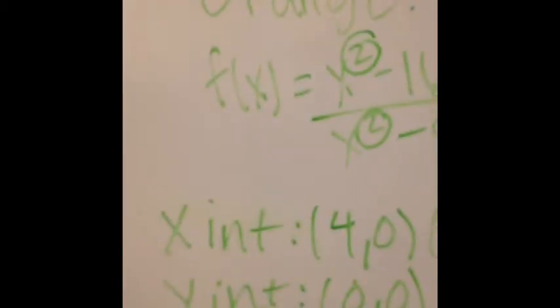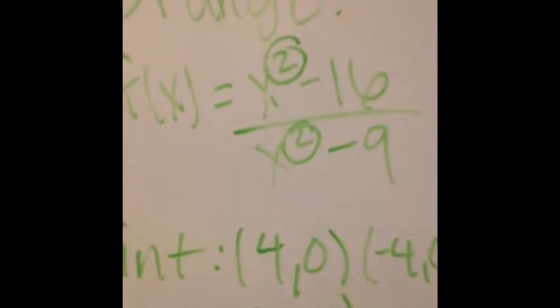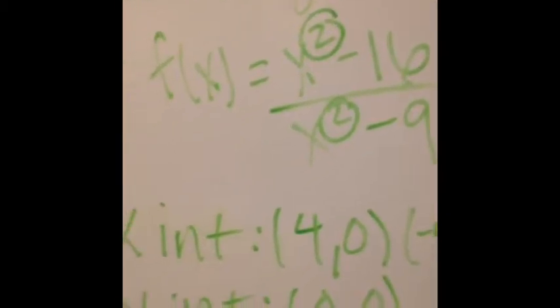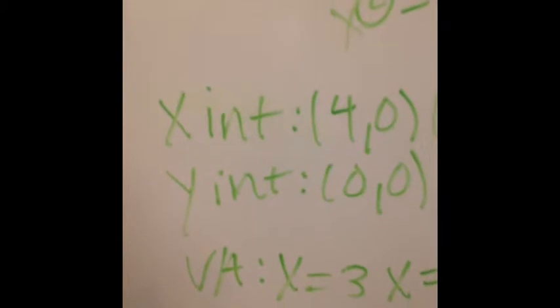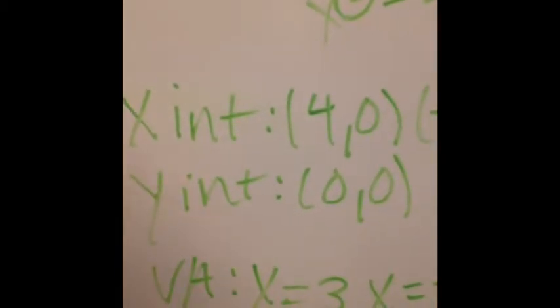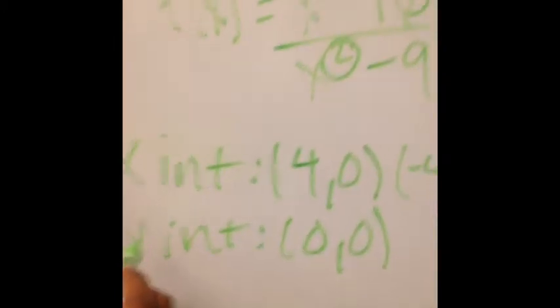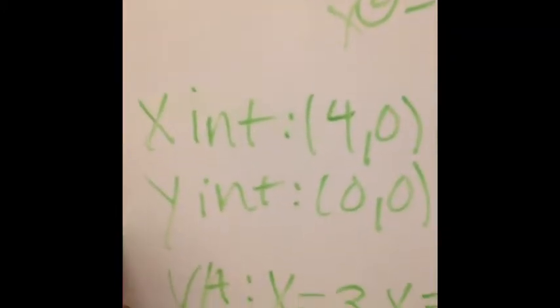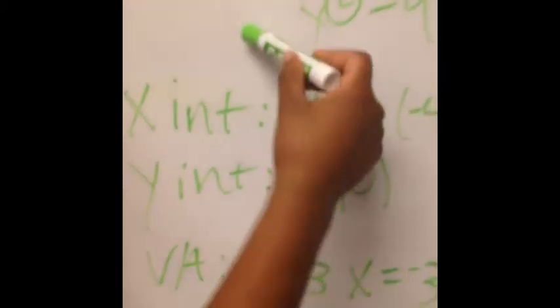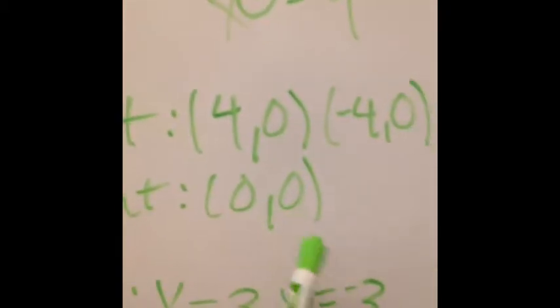Okay, so this is the orange equation, and it is f of x equals x squared minus 16 over x squared minus 9. Okay, so in the previous, you guys already know how to do the x-intercept. Set f of x equal to 0. Just set the whole thing equal to 0, just the numerator. You're going to get rid of the denominator and you just focus on the numerator. You're going to solve for x.